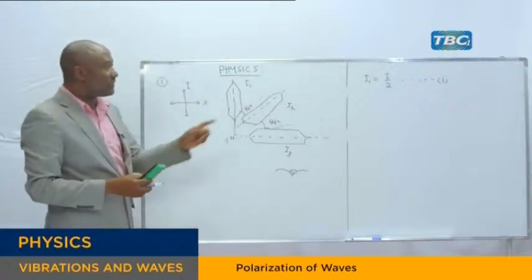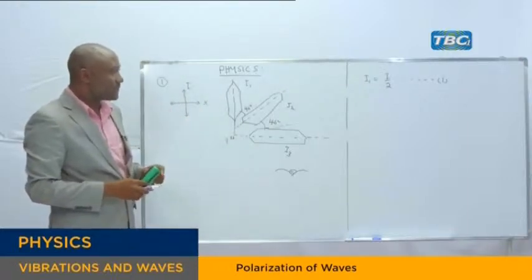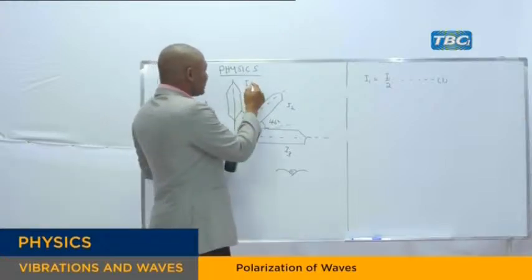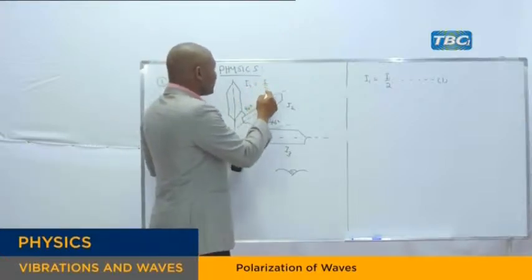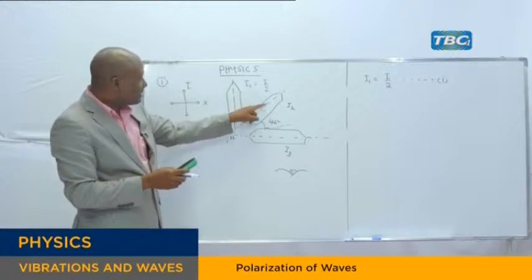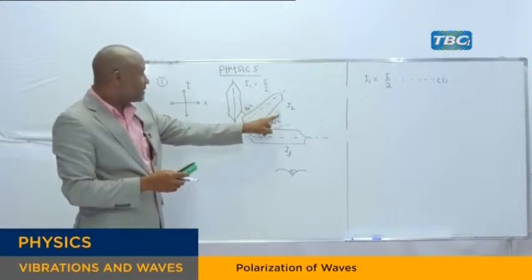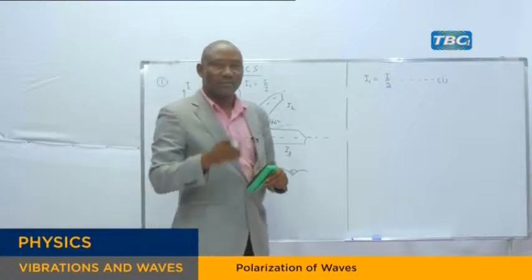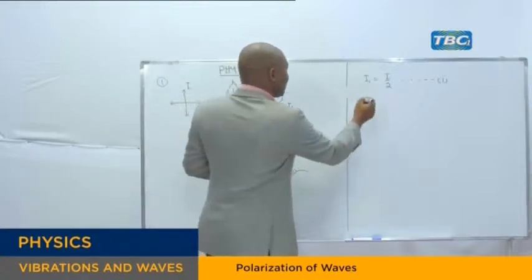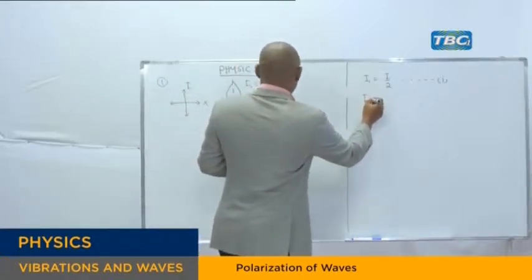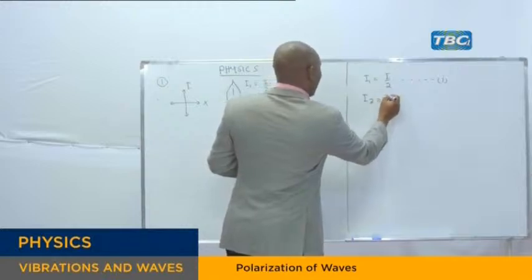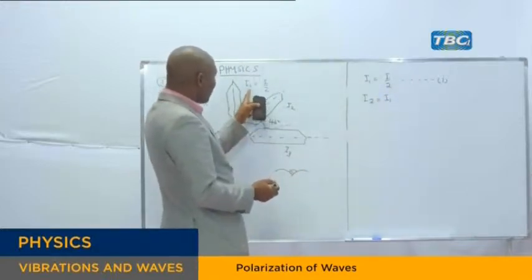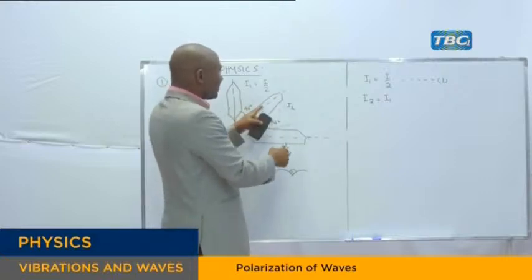We use I. Depending on the question, you're given I, not I naught. Then how much of this I over 2, which has been allowed to pass, will pass through the second polarizer? The angle between them is now 45. That's where you're supposed to apply Malus's theorem. So the formula says I2 equals I1. We don't go back to the origin, so you're starting from here: I1 to I2.